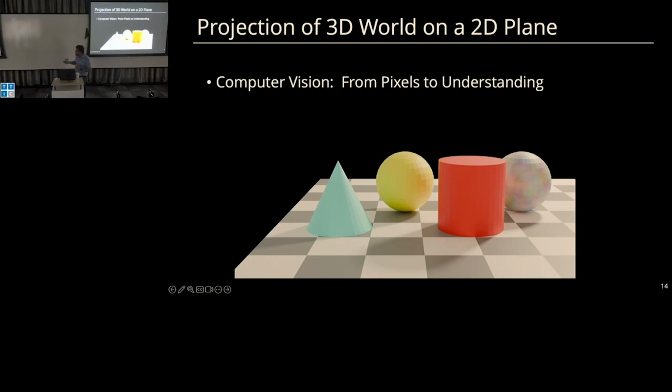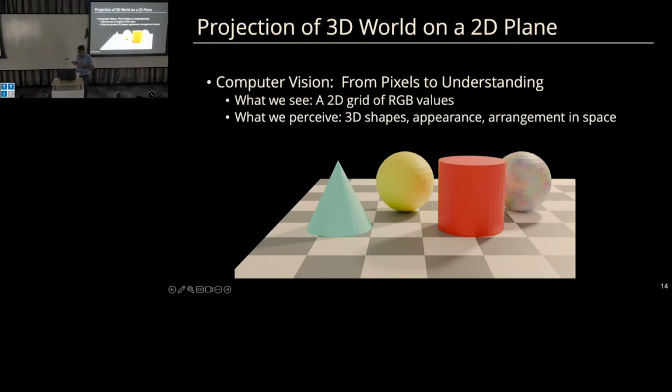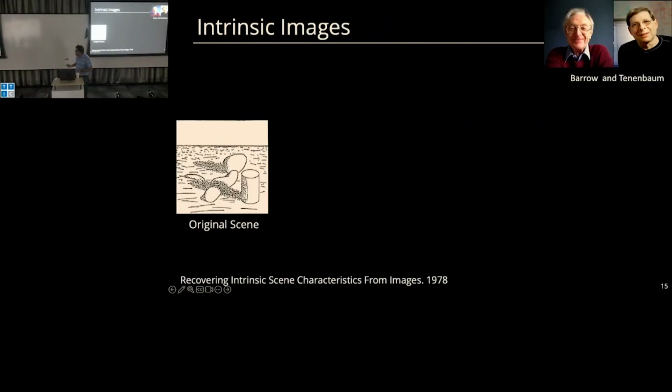And what we see is a 2D grid of pixels. But what we perceive is 3D shape, appearance, arrangement in space, and so on. So the goal is, can we model all this 3D shape, appearance, and arrangement in space just by using image information alone? And this problem is not new. It has been long studied since the 1970s. And these two gentlemen, Barrow and Tenenbaum, came up with this concept of intrinsic images in 1978.